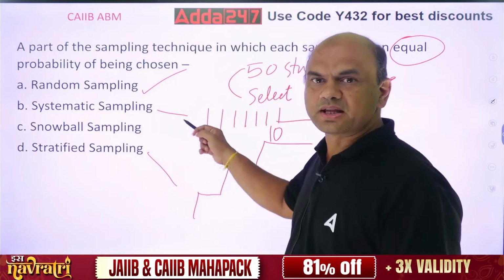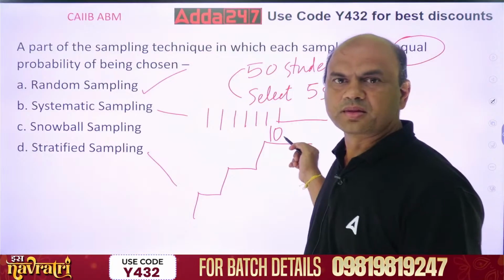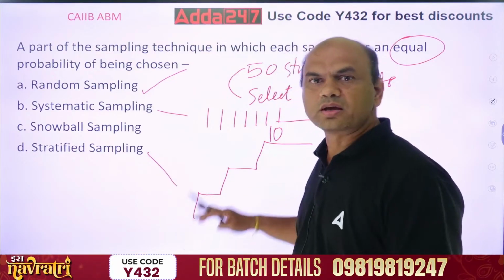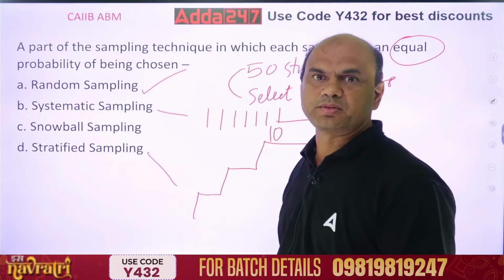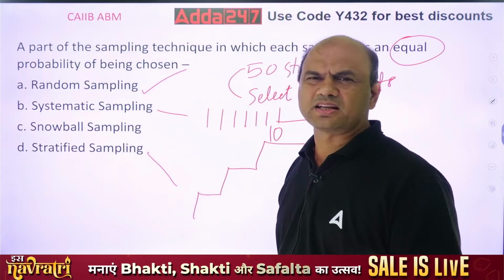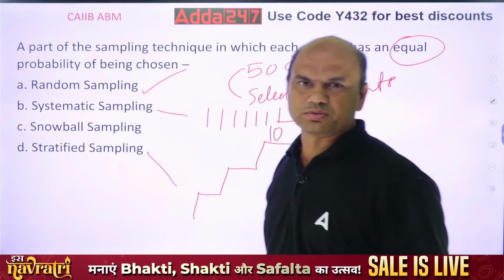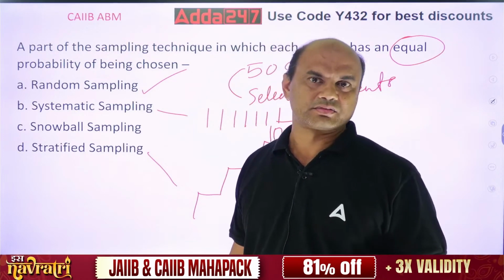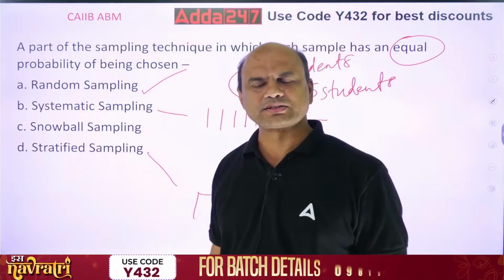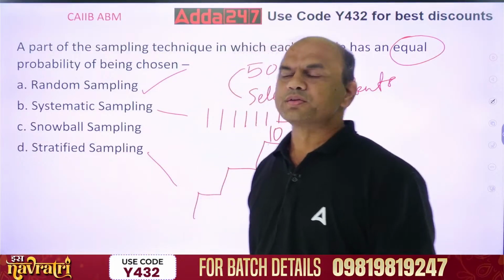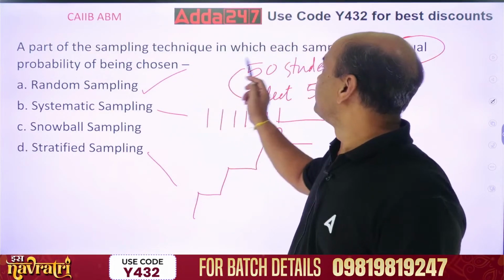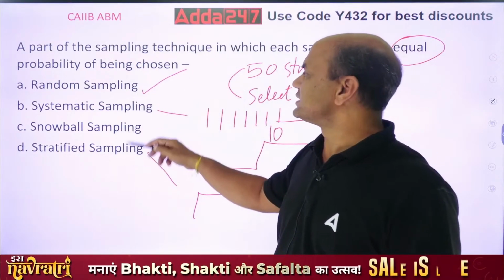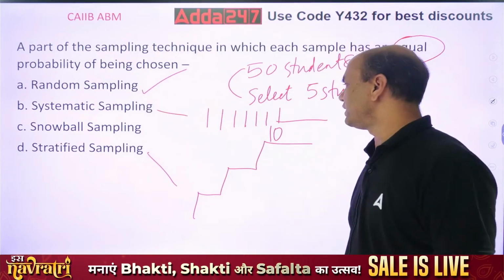Systematic means they are in the same horizontal line. Stratified means they are going up. A divide is created between them because of the marks or anything. I can call it for weight also. I can call it for height. I can call it for any bifurcation. Okay. So, in which the sample has equal chances, random sampling. Got it?